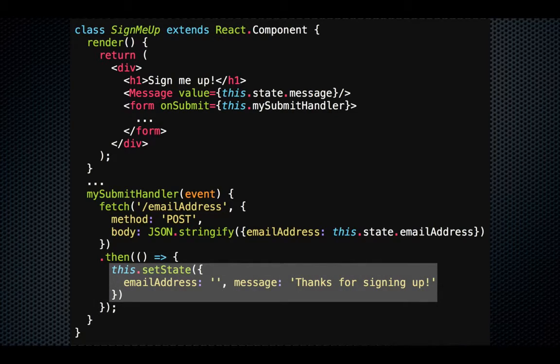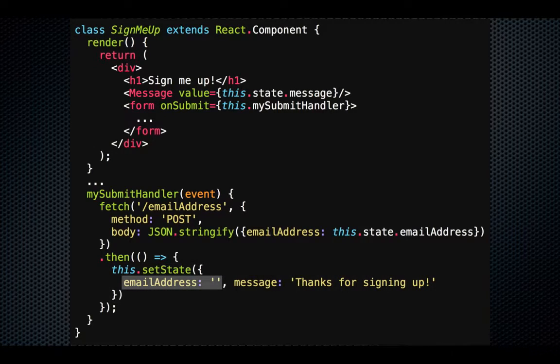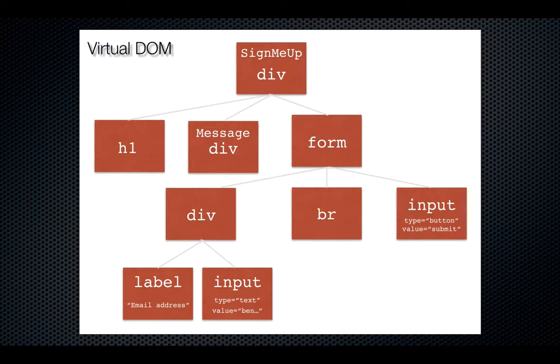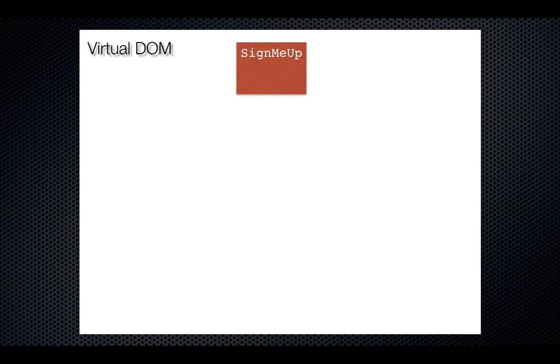That function calls setState with two things. Firstly, it clears out the email address, and then it sets the message. Now we know what happens when we call setState. Our form calls handle submit. The sign me up component calls setState on itself with a message and the email address. Because setState's been called, the entire component needs to be re-rendered, and it starts re-rendering itself.